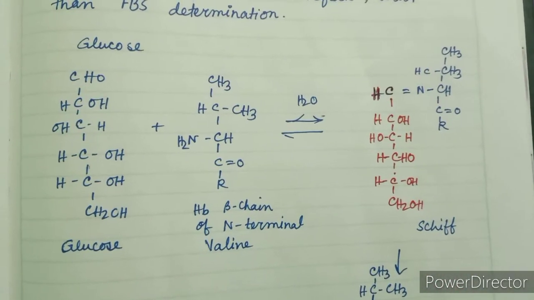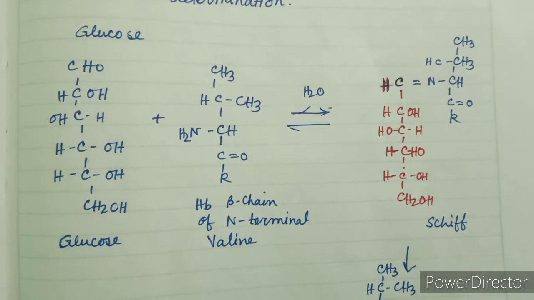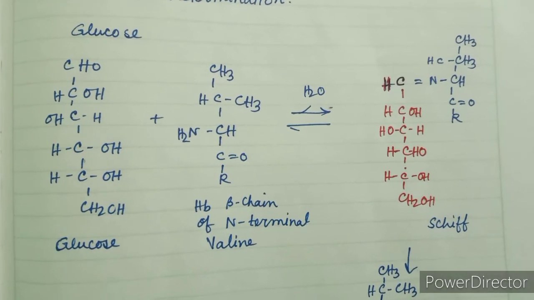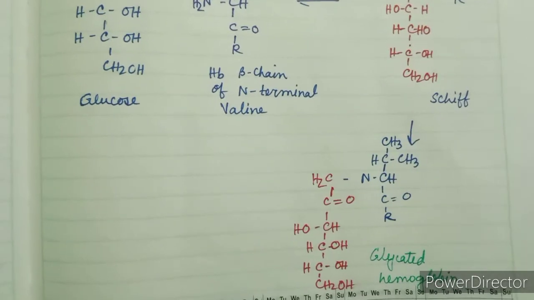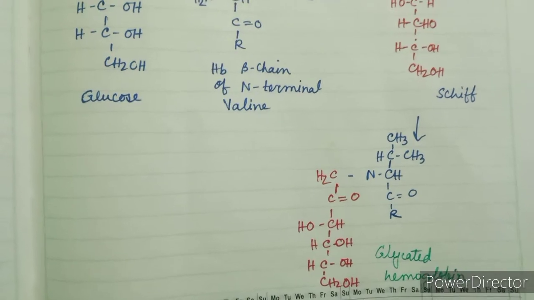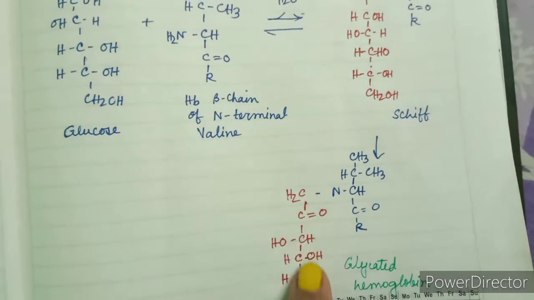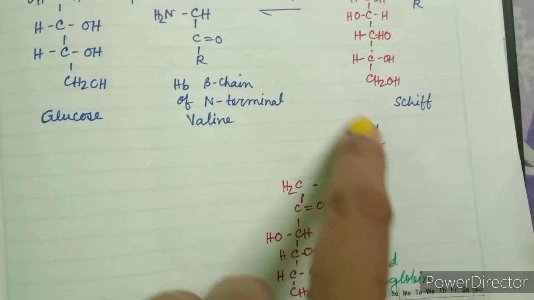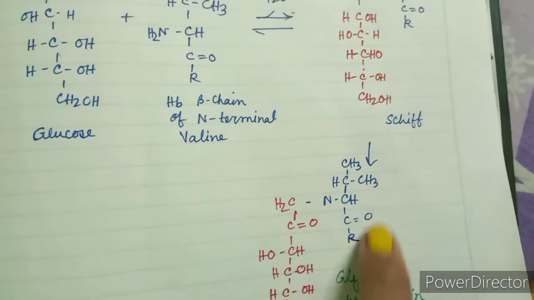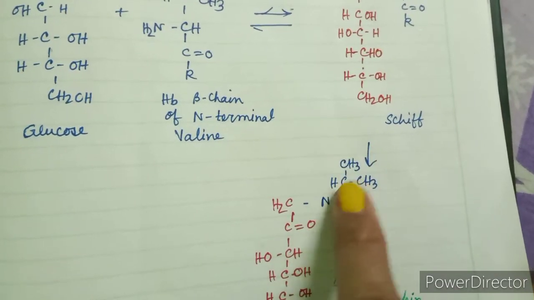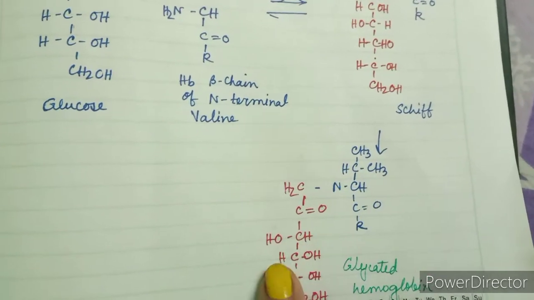This is the chemical reaction, glucose plus hemoglobin. First it forms a Schiff base and then glycated hemoglobin. This is the glucose and this is the protein. This glucose is attached to the hemoglobin. This is the protein part, hemoglobin, and this is the glucose. So this is glycated hemoglobin.